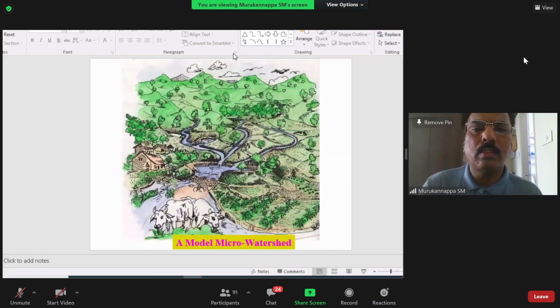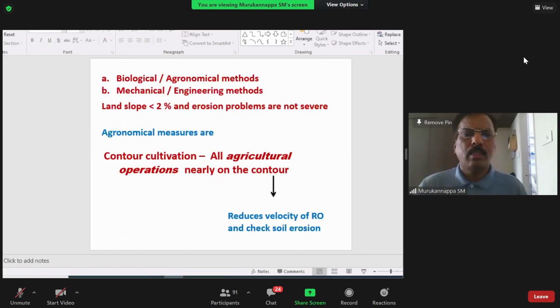Now let us move. So these are the things. Next, come to this one: the arable land. Whatever the area which is cultivated in that place you select, what are the different kinds of measures you have to follow and adapt? There are two categories of measures, and the conservational measures are to be adapted.